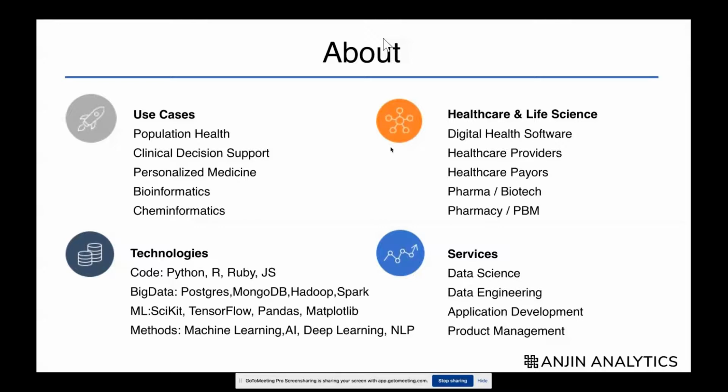We're working with a variety of technologies. These are just some examples in terms of coding. We work with Python, R, a lot of the big data tools from Postgres into Spark, a lot of the machine learning toolkits or frameworks that are coming out these days, like TensorFlow, Scikit. We're adopting those and using those for our client projects. In terms of methods, we're diving right into machine learning, AI, deep learning as core methods that we're trying to apply for our clients. And in terms of services, this can include data science, data engineering, application development, and as well as product management.